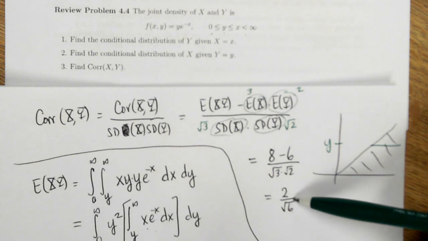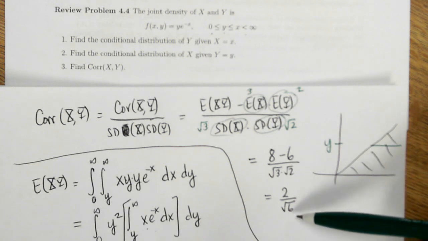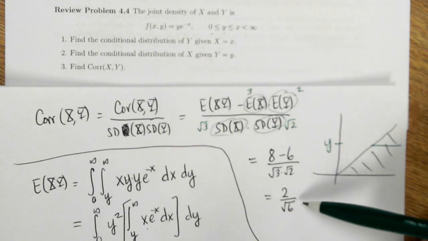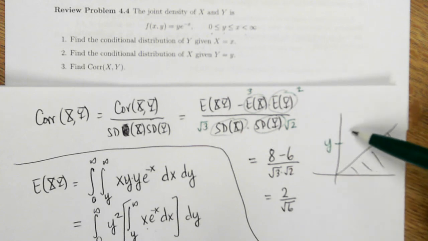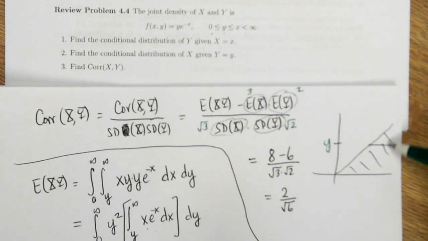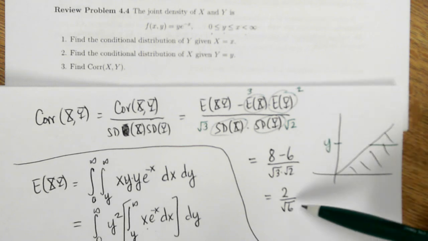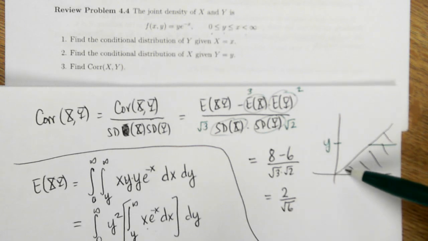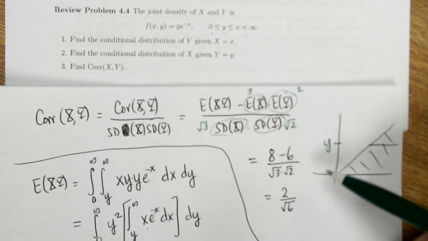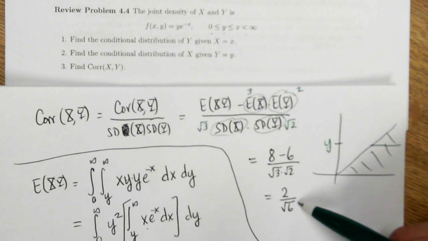Okay, this is a positive correlation, and that makes sense. If the value of y is large, then because x has to be bigger than y, that means x also has to be large. If x is small, then that means the y-coordinate has to be small. So it makes sense that I have a positive correlation as opposed to a negative correlation.